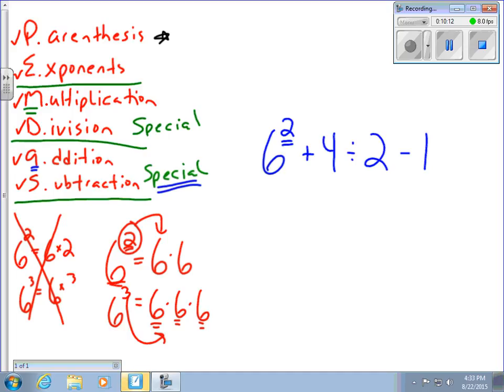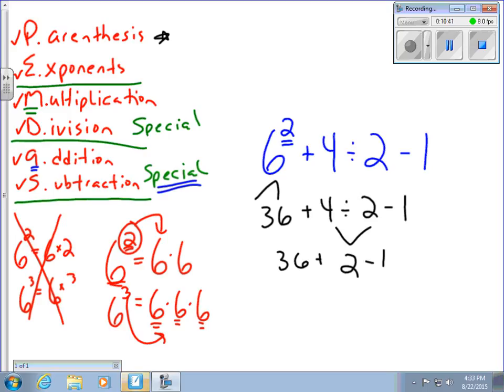So if I have 6 to the second power, that would equal 36. I have no parentheses, so I went right to the exponents here. 36 plus 4 divided by 2 minus 1. Now I have no parentheses. I have no more exponents. Multiplication or division, I have to do the division. There's no multiplication, so I have to do the division. 4 divided by 2 is 2. I have 36 plus 2 minus 1.